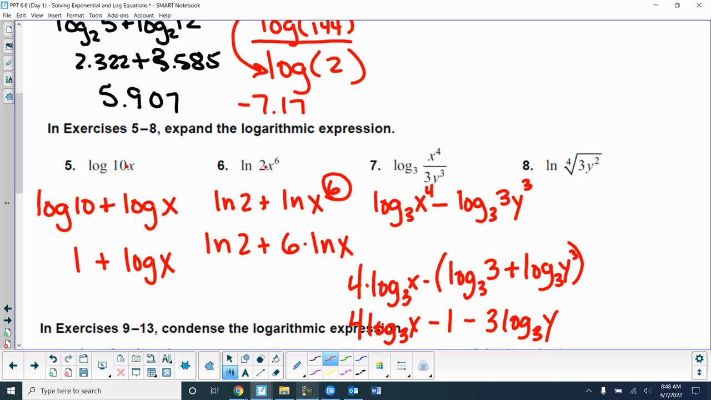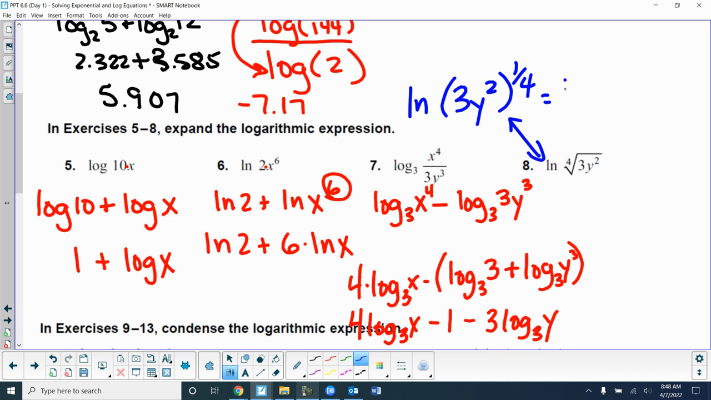What did we do last week when we had 4th roots? What power is it? Not 1/4. To the 1/4 power. These are the same thing. What's the rule for the 3 and the y squared and that 1/4 exponent? What am I supposed to do with their exponents? You multiply them. Thank you, Spencer. The birthday boy is on it today.